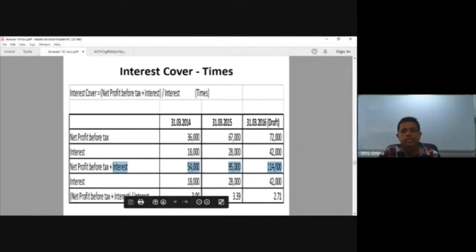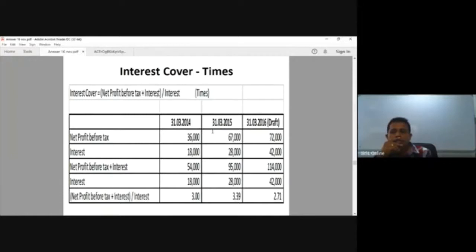Then take the interest: 18,000, 28,000, 42,000. And divide the net profit before tax and interest by interest. Then you can find the answers: 3 times, 3.39 times, 2.7 times. The higher the number, the better it is. You can see it's almost 3 times every year, with a slight decrease, but almost 3 times in every year.